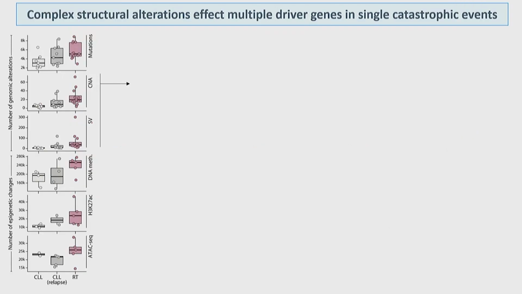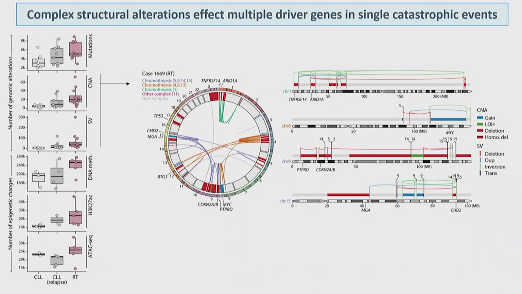When we look at the different layers of alterations that I showed you, mutations, copy number alterations, structural variants, DNA methylation, opening of new regulatory regions, as seen by the histone marks or the ATAC-seq, you see that there is a progressive complexity between the original CLL, the CLL samples that relapse after treatment, and the final Richter transformation. If we analyze these different layers, we are learning different things. Copy number alterations and structural variants.